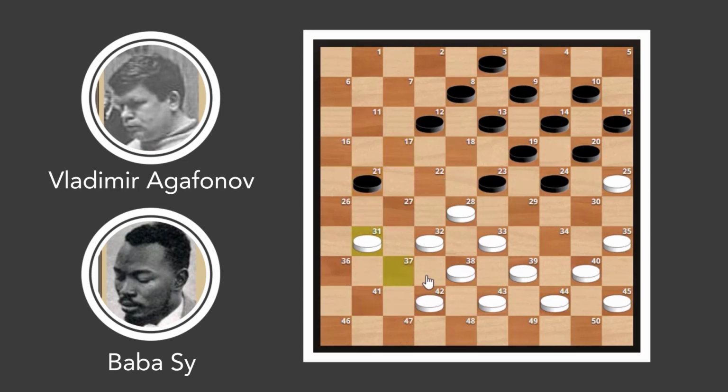So Babasai played 37-31. And then the move was replied by Vladimir by playing 21-26. So 21-26 is played. And Babasai replied by playing 31-27.